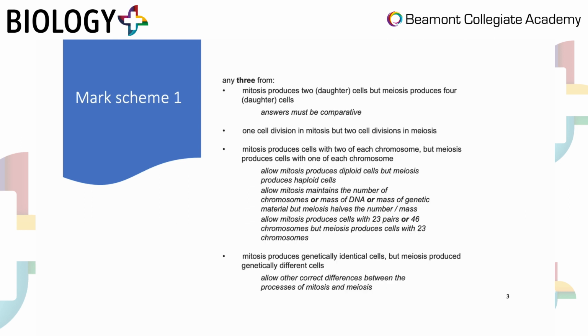GCSE mark scheme. So mitosis produces 2 cells, but meiosis produces 4. 1 division, but meiosis 2. This is a point I didn't put. Mitosis produces cells with 2 of each chromosome, but meiosis produces cells with 1 of each chromosome. So I could have added that to my answer. And then finally, I scored this point. Mitosis produces genetically identical cells, but meiosis produced genetically different.